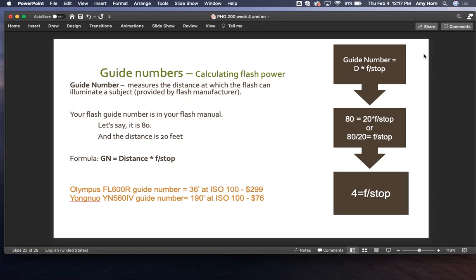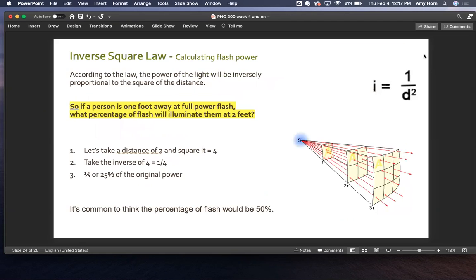A couple of the flashes I own, the Olympus, $300 flash, has a guide number of 36. The Yongnuo, a less expensive flash, has a guide number of 190. So you can see that guide numbers vary tremendously and price does not always have anything to do with it. So if I was shooting a subject and knew the distance, I could do these calculations in my mind to determine what f-stop I would want for the appropriate amount of flash. Or I can take a look at the inverse square law.